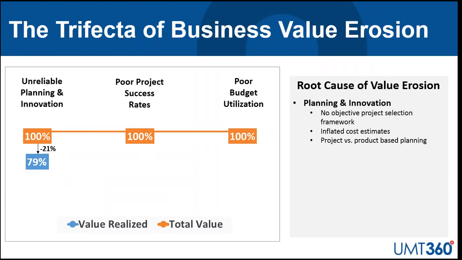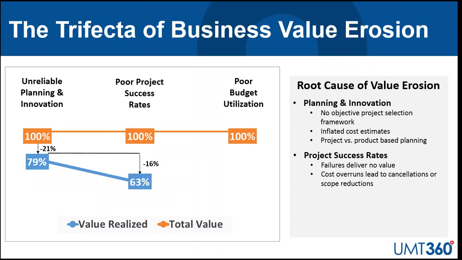So that's unreliable planning and innovation. Next, poor project success rates. The stat before, 18% of projects fail to get implemented. If you fail to implement a project, you're not going to get the value from it. If you have cost overruns, which is just a fact of life, at the portfolio level, budget is finite. So you have to make changes. You aren't going to de-scope projects. You're not going to do projects that were in the plan. And that, in turn, is going to hit you from a realization of value perspective.